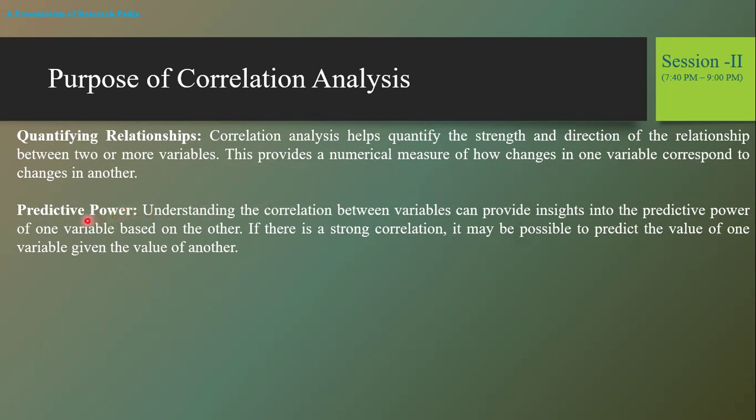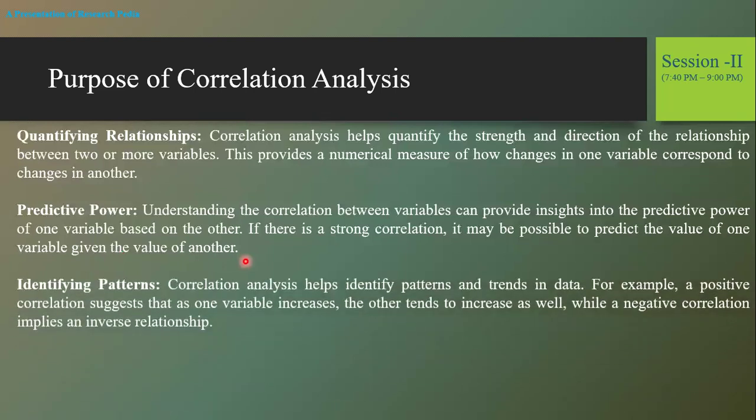The next purpose is predictive power. Understanding the correlation between variables can provide insight into the predictive power of one variable based on the other. If there is a strong correlation, it may be possible to predict the value of one variable given the value of another. The third purpose is identifying patterns. Correlation analysis helps identify patterns and trends in data. For example, a positive correlation suggests that as one variable increases, the other tends to increase as well, while a negative correlation implies an inverse relationship.